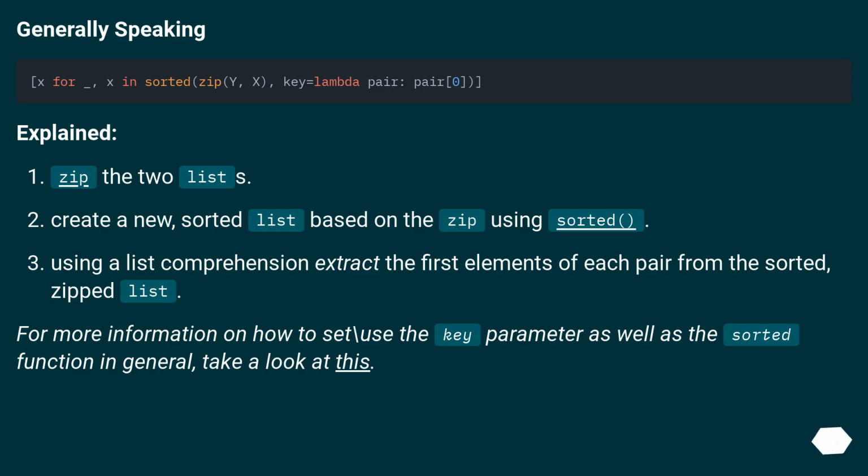Explained. Zip the two lists, create a new, sorted list based on the zip using sorted. Using a list comprehension, extract the first elements of each pair from the sorted, zipped list. For more information on how to set / use the key parameter as well as the sorted function in general, take a look at this.